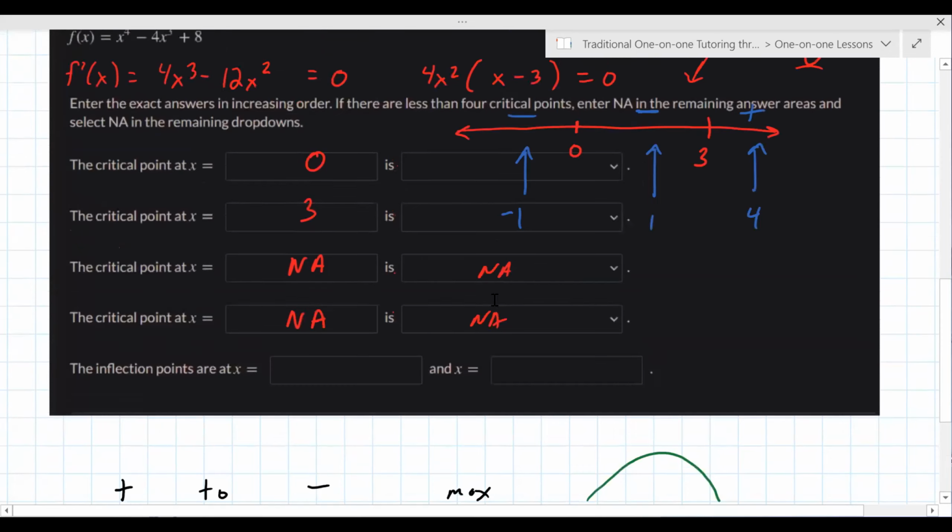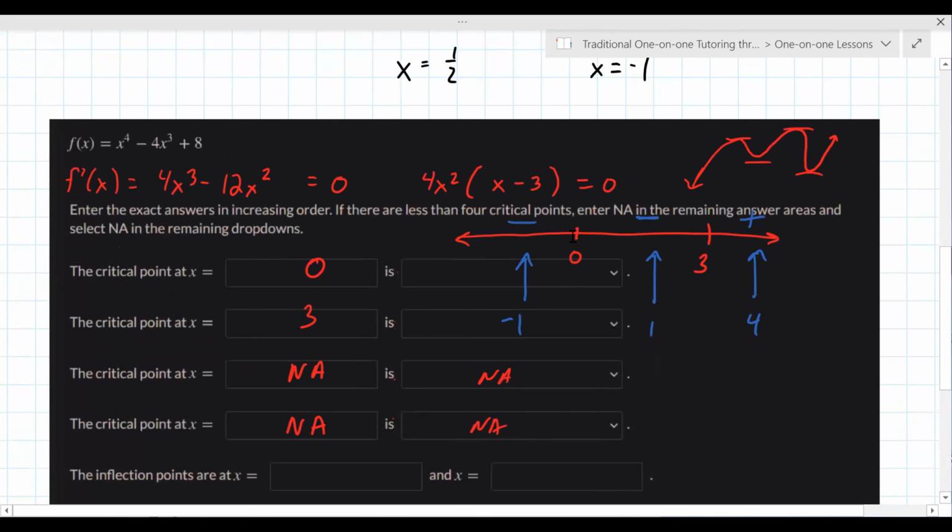So if we go back to our problem, this 0 is nothing. So I don't remember what the option there was, neither. But at 3, since it goes from minus to plus, it's decreasing to increasing. It's a min. This one is a min.